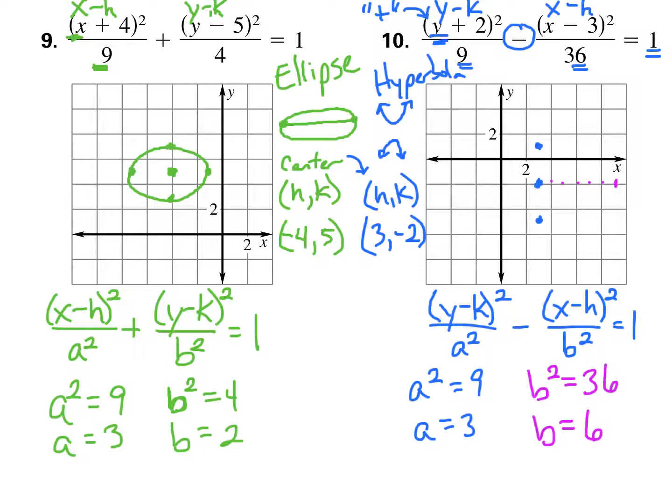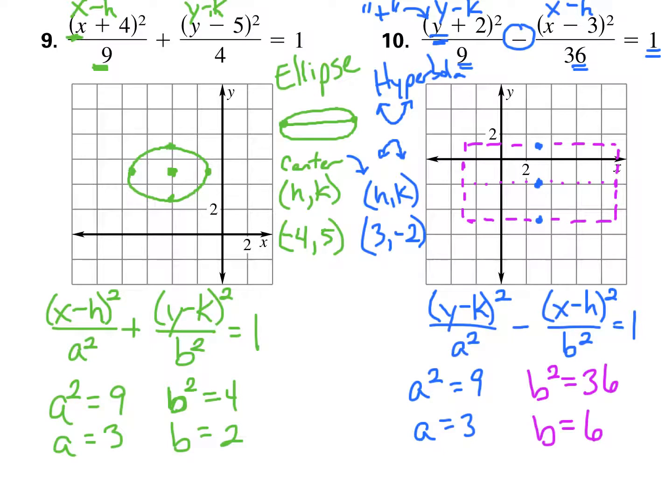And I'm just going to make a little tick mark there. And then 6 units to the left. 1, 2, 3, 4, 5, 6. Okay, make a little tick mark there. And that's going to define the width of my rectangle that I'm going to use as my guides for my asymptotes. I already have the height because the vertices give us that. Okay, so I'm going to finish out my rectangle here using those dimensions. Okay, so there's my rectangle.